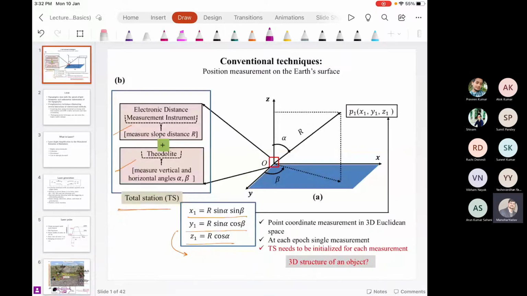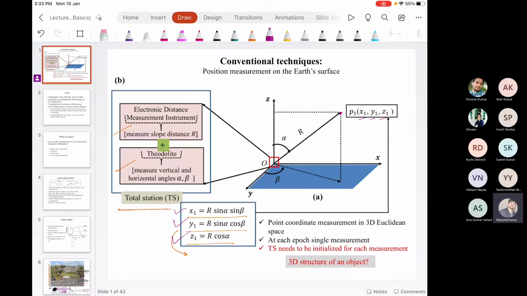So you can have a kind of three-dimensional analysis. In the Cartesian coordinate system, like in this case, this x, y, z coordinate system, point P1, its projection on the x, y, and z axes gives the location of point P1. That is x1, y1, and z1, calculated by using this formula.